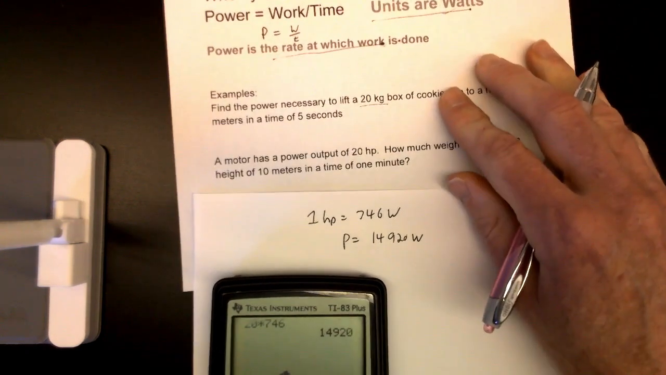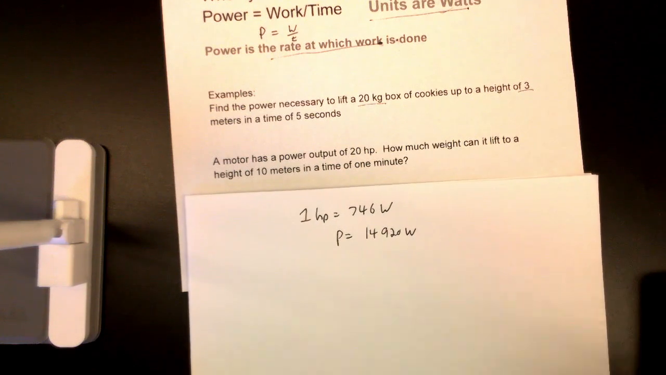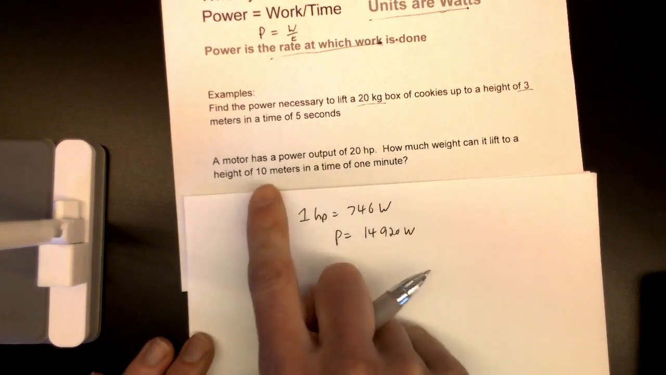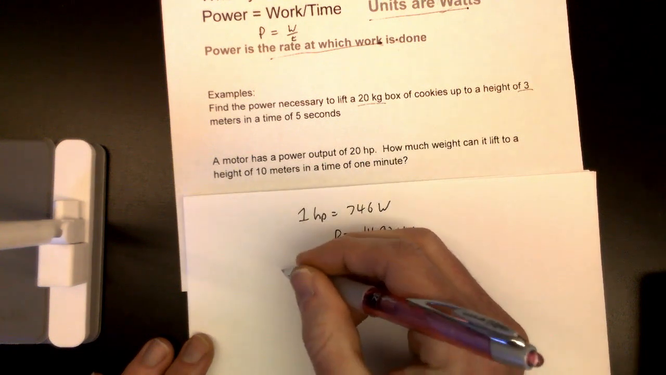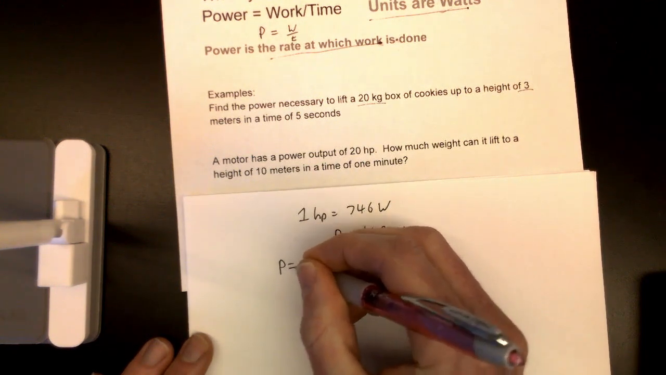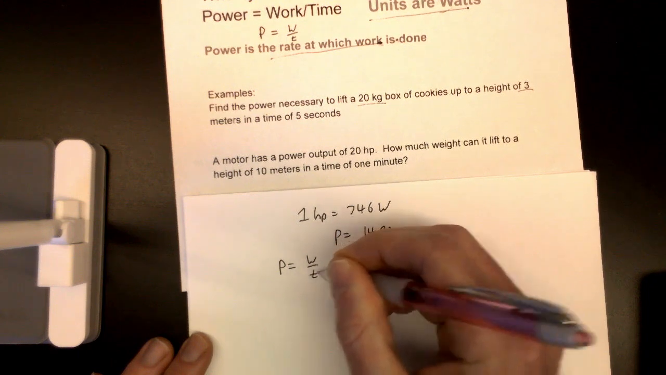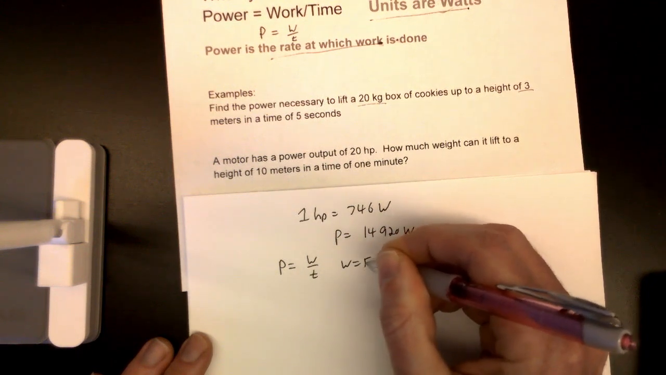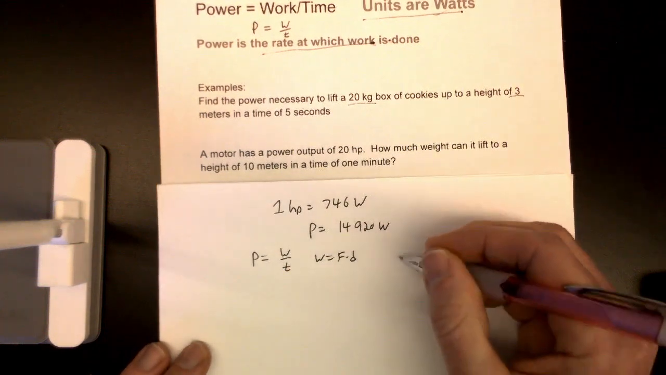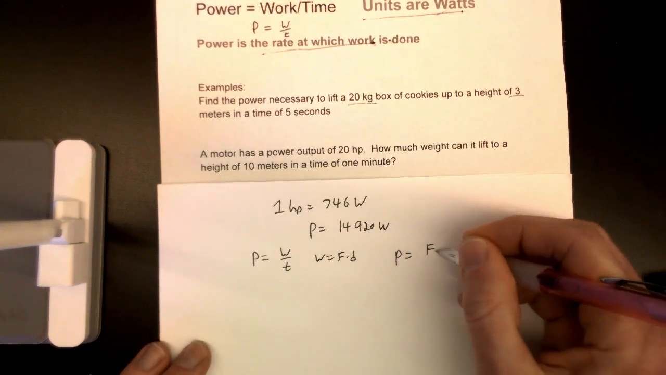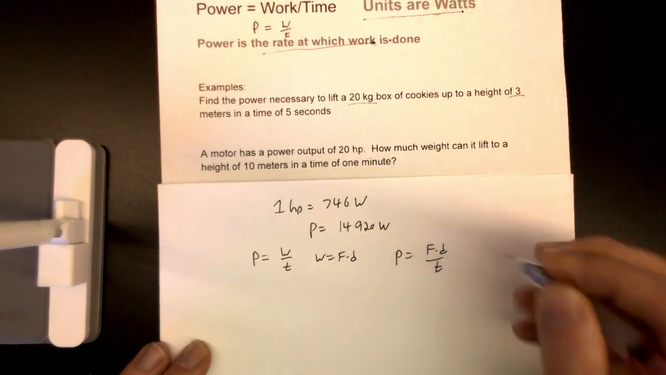Good. So the motor has an output power of 20 horsepower. How much weight can it lift to a height of 10 meters in a time of 1 minute? So it might be nice to just start with our general equation for power. Power is work divided by time, work is force times distance. In this case, I think it's easier to combine these and say power is force times distance divided by time.